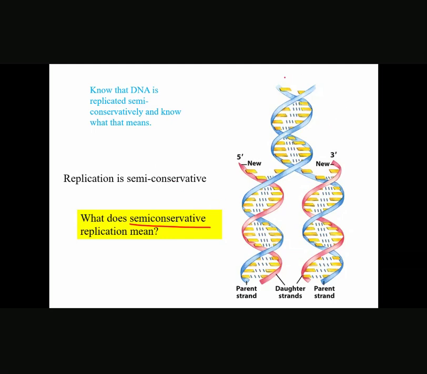The parent DNA is a double helix. When we duplicate that DNA, we're going to unzip it and match up the complementary bases to each side to create two daughter strands. So the new DNA for each new cell is going to be half of the old DNA and half newly synthesized DNA, hence the term semi-conservative replication.